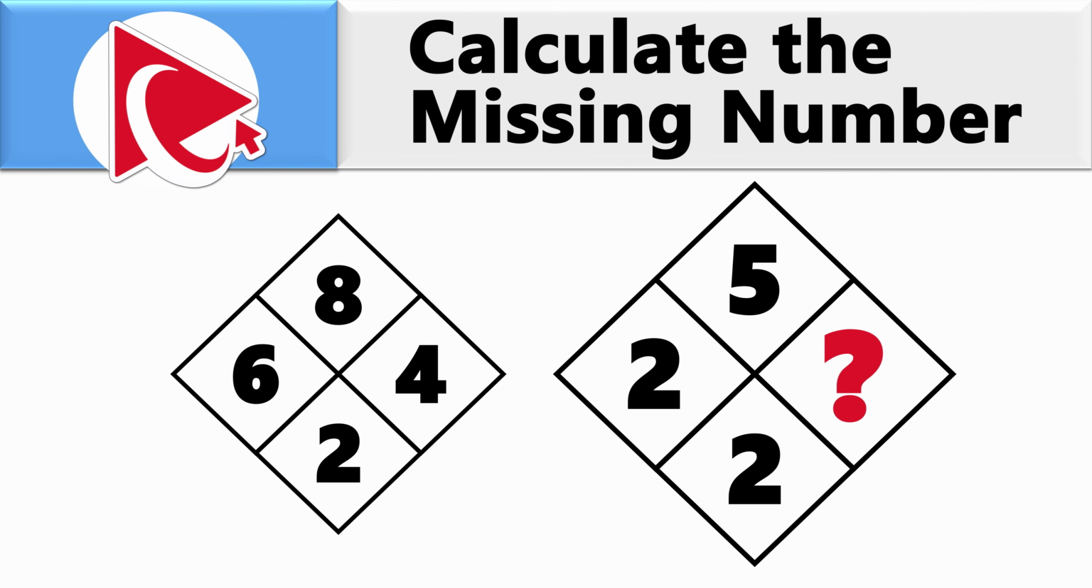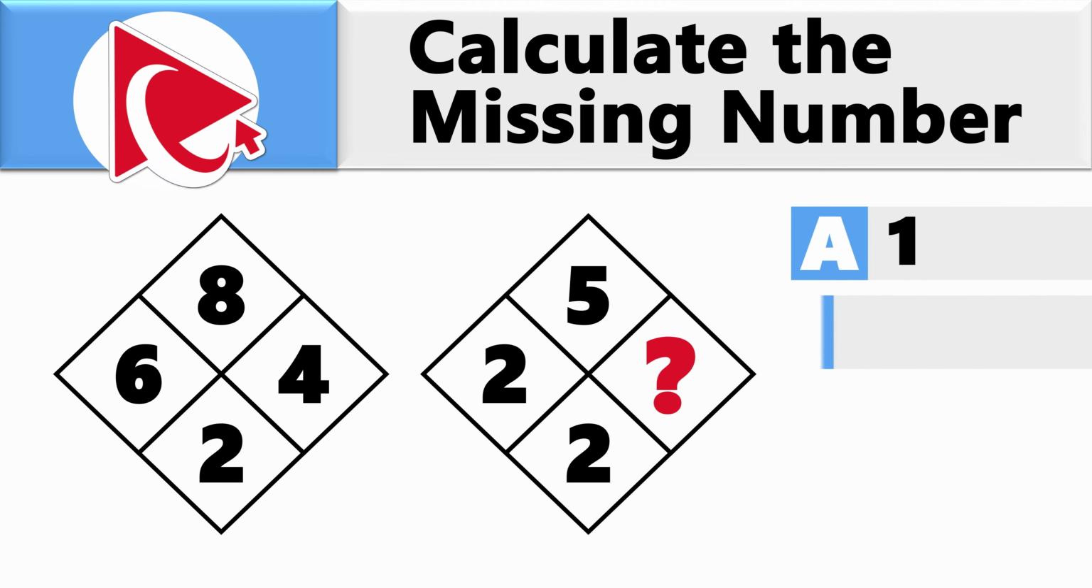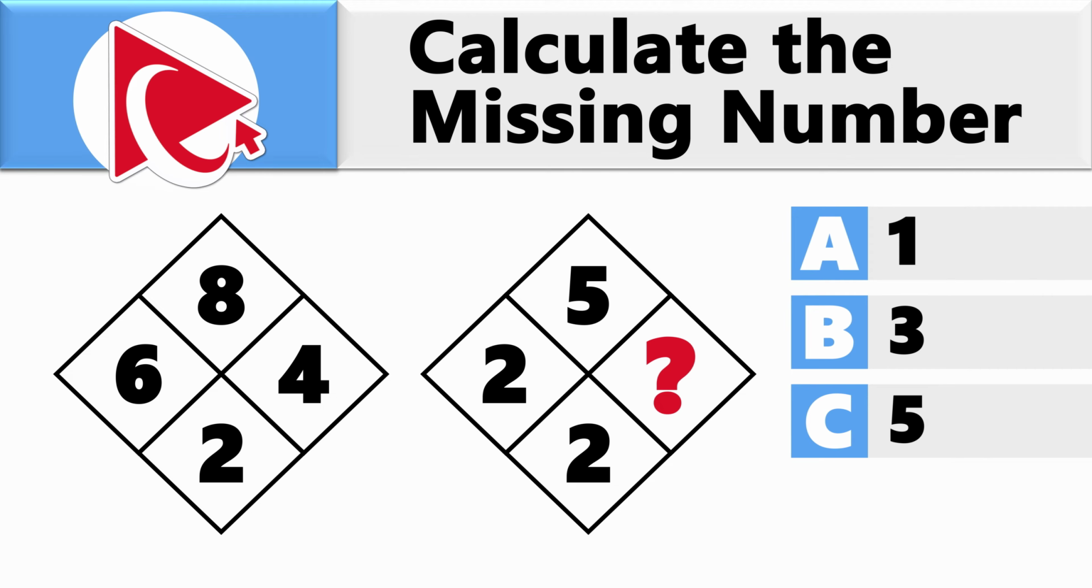And in the second diamond, numbers are 5, 2, 2, and then comes the missing number, which you need to calculate and select out of 4 possible choices. Choice A, 1, choice B, 3, choice C, 5, and last but not least, choice D, 7.